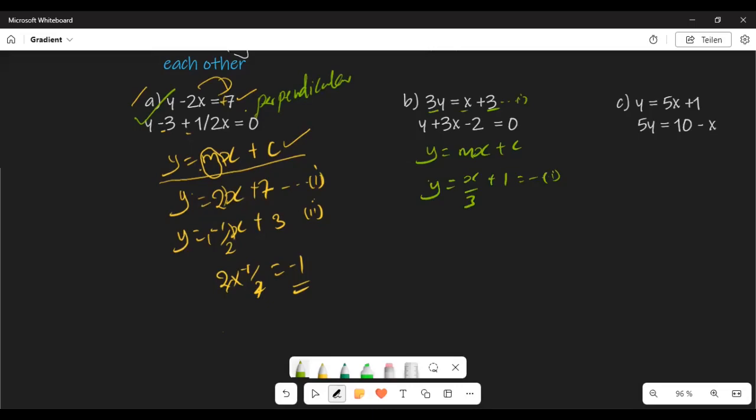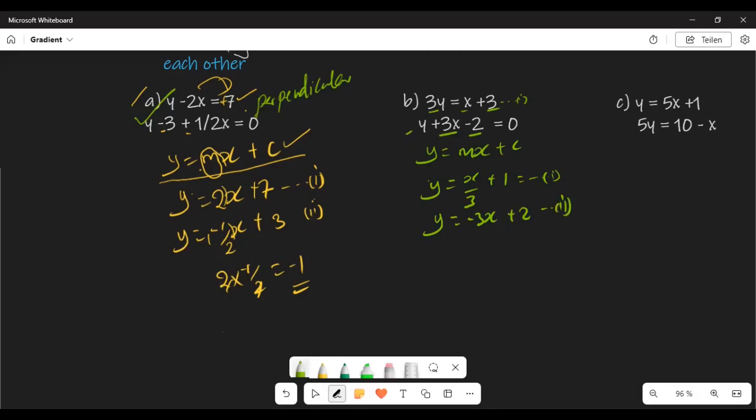So now let's look at the second equation. We still have y. We see here plus 3x. This plus 3x, if it goes to the other side, should be negative, and the -2 should be positive on the other side. So the equation will be y equals -3x plus 2. So that's the second equation.